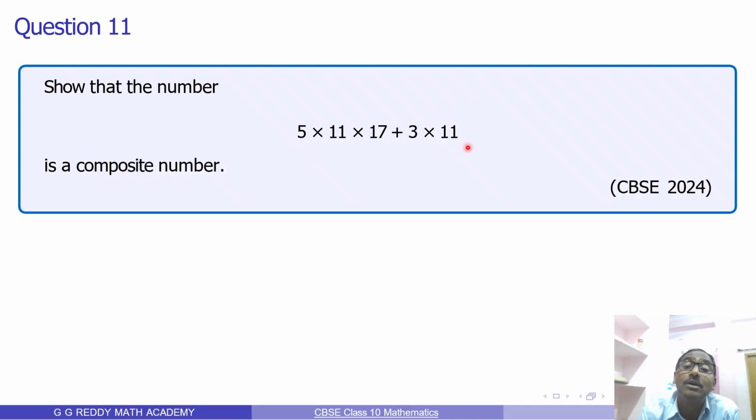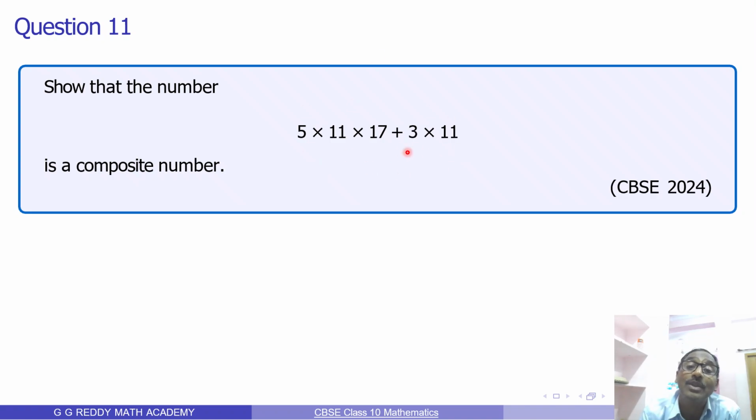That means the number after multiplication also you can check it. You will get a number which is having more than two factors. If one and itself are the only factors, that is a prime number. If you have one more factor other than one and itself, that is a composite number. So you will get a composite number.